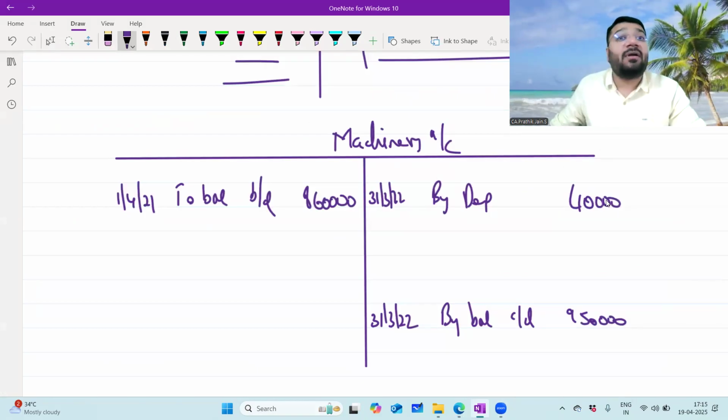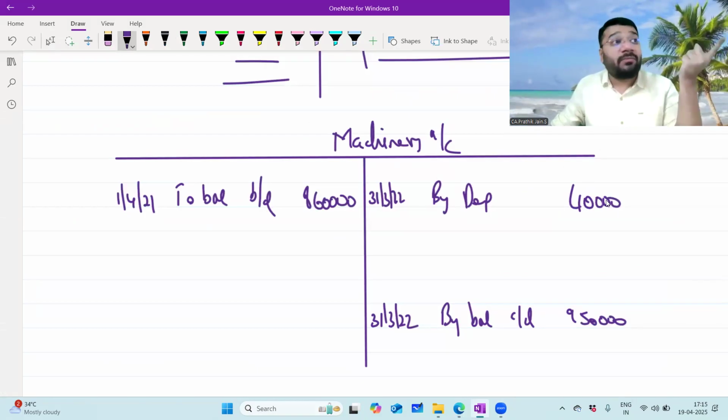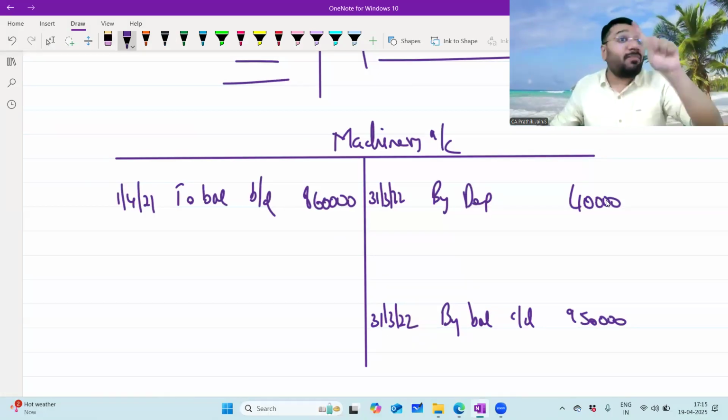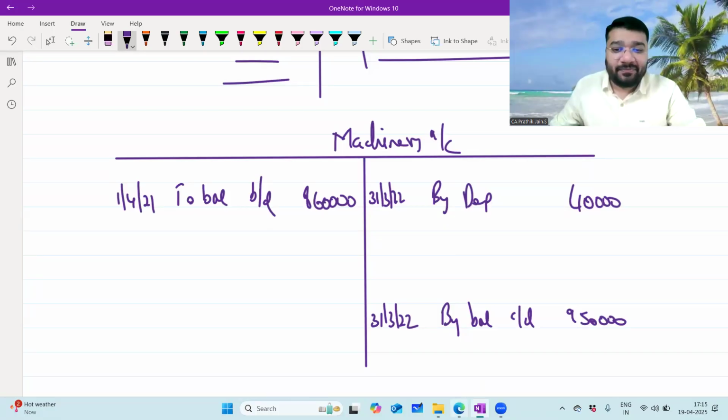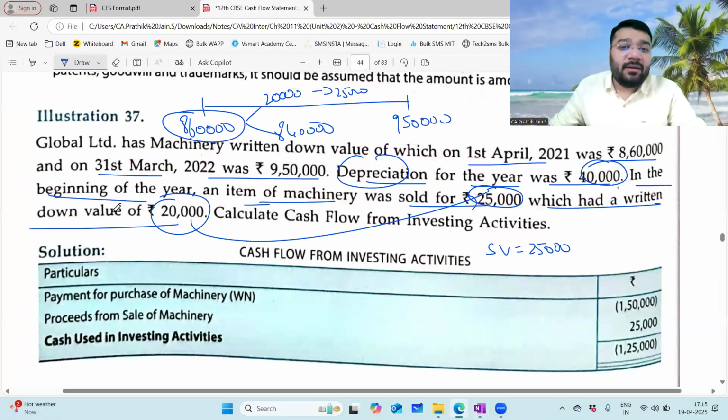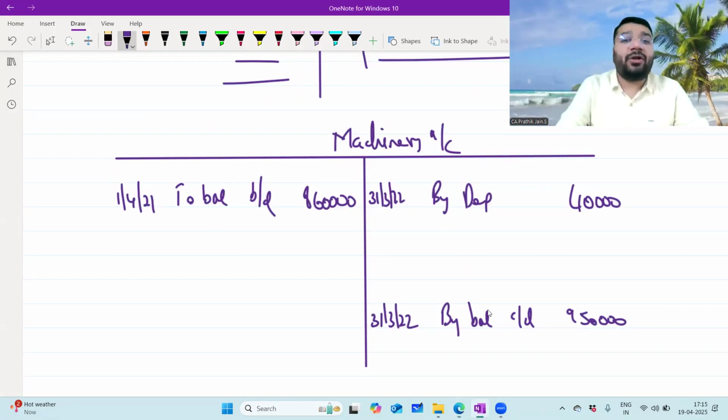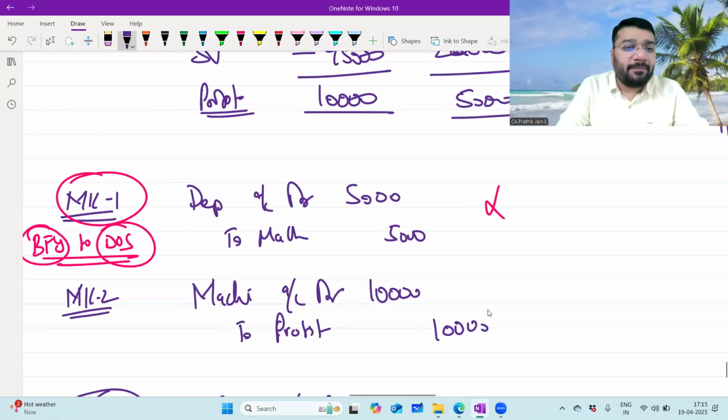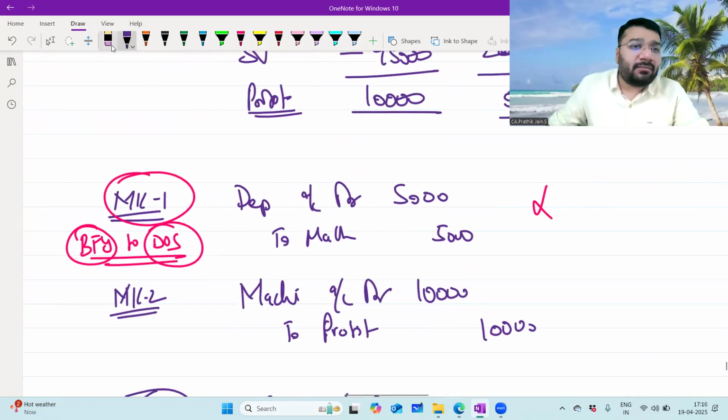This is not journal one. Journal one is depreciation for the asset that is sold. This is not that one. This is the depreciation on the remaining machine. So this is not the journal one depreciation. Now coming to journal 2 and journal 3. Journal 1 entry is not there.